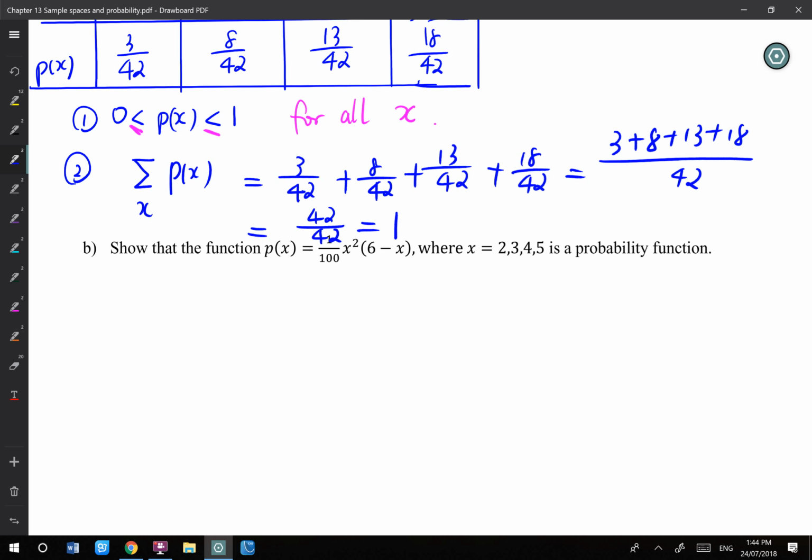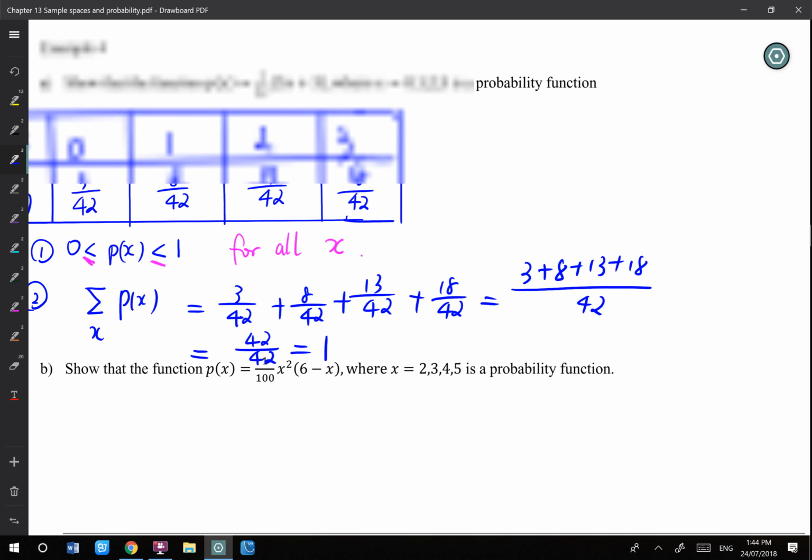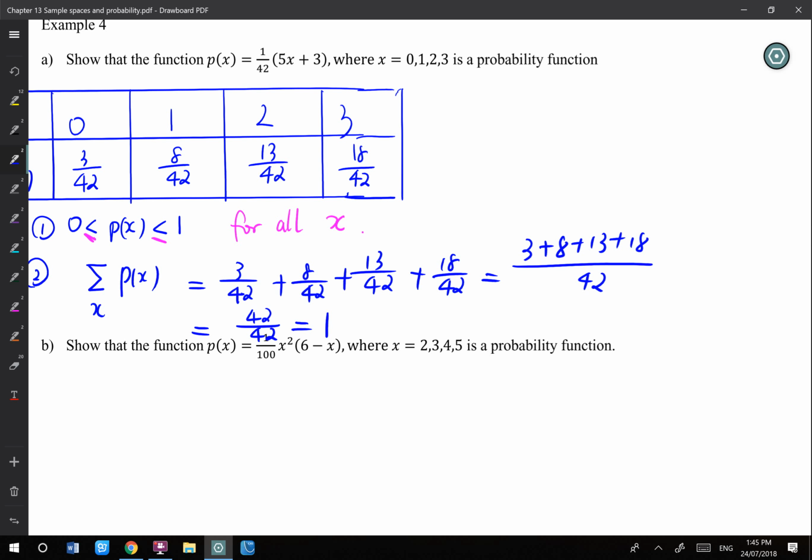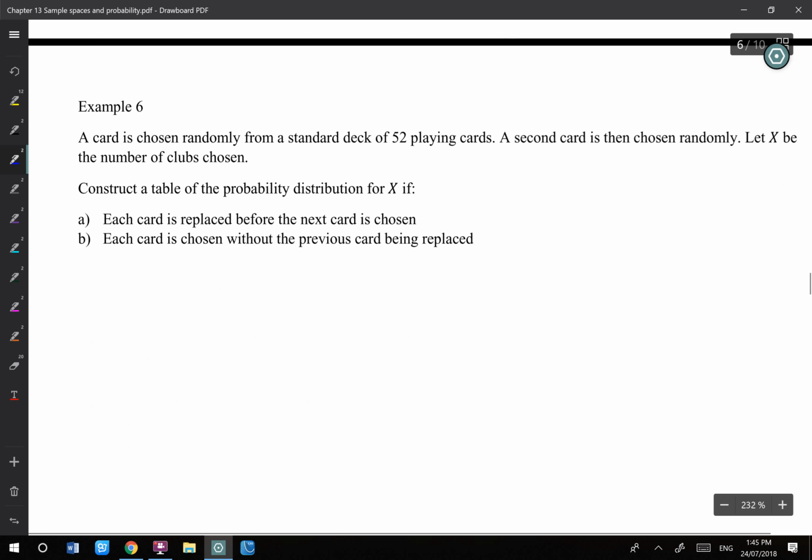Any questions? Okay. If you don't have any questions, I'll skip the next 2 questions because they are exactly the same thing. Don't need to do that now. I want you to have a look at example 6.